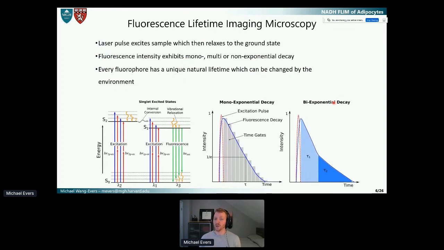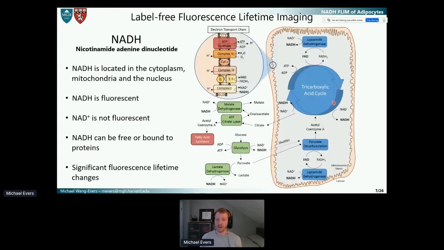So we were looking into fluorescence lifetime imaging microscopy. And a lot of people talked about this already, so I won't go into detail on this slide. But basically you excite a fluorophore, and then you have a mono or multi-exponential decay of the fluorescence. The fluorophore we wanted to look at was NADH. And here's a little comic of the metabolic processes you see in a cell. As you can see, NADH is highly involved in a lot of metabolic processes. NADH is fluorescent, its counterpart NAD+ is not.